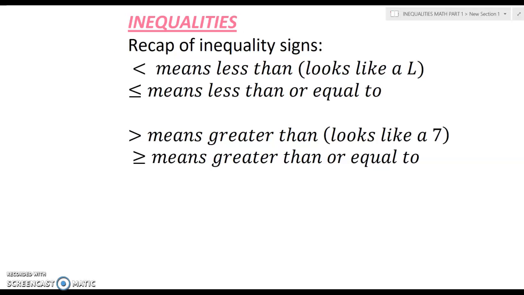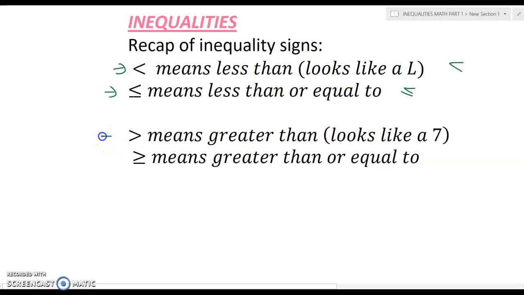The first sign we have here means less than, and it looks like an L, like a tilted L. The second one, where we have a line underneath it, means less than or equal to. This line is the "or equal to" part that is added on, so it's less than or equal to once we have that line there.